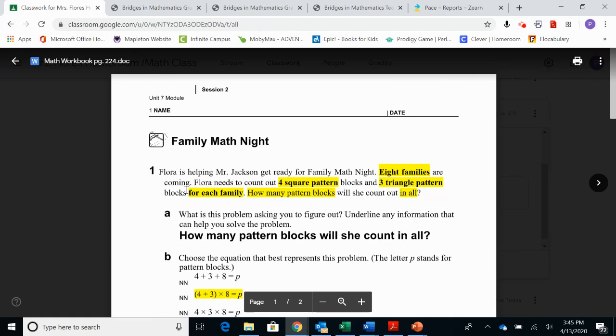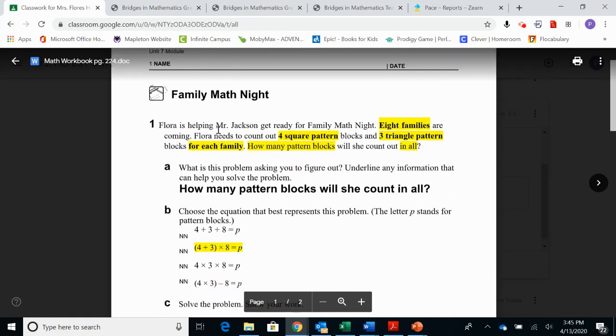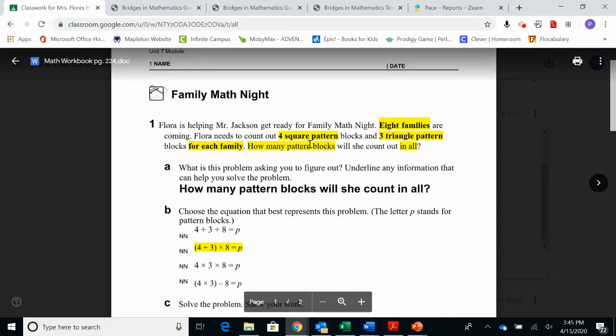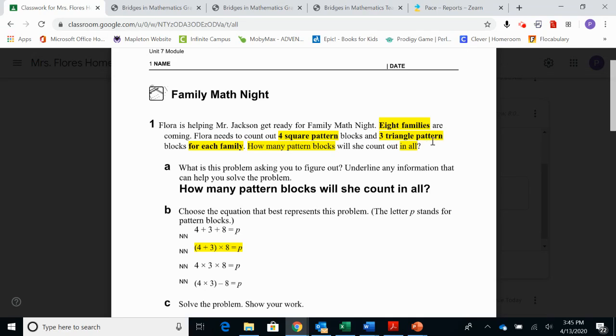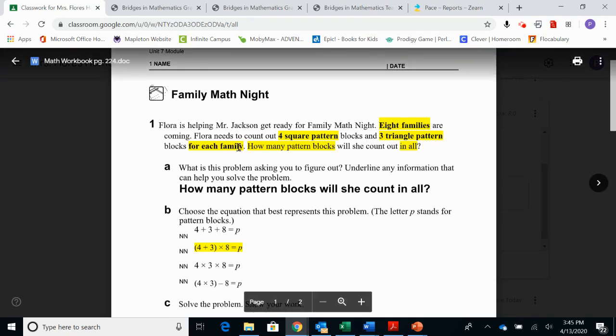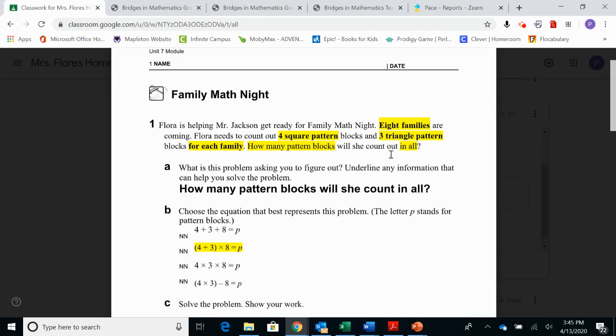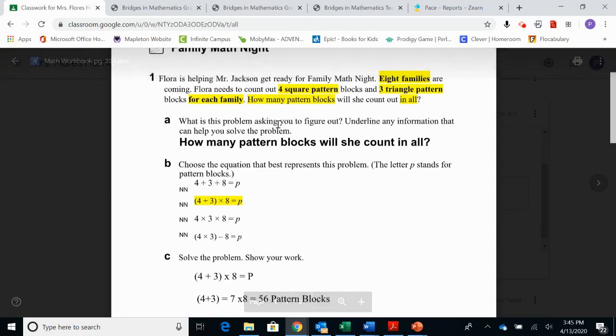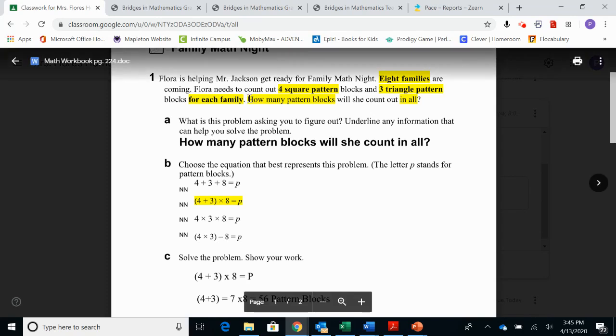So our first math problem says, Flora is helping Mr. Jackson get ready for family math night. 8 families are coming. Flora needs to count out 4 square pattern blocks and 3 triangle pattern blocks for each family. How many pattern blocks will she count out in all? So I highlighted the important sections of this word problem. For my first question, it says, what is the problem asking you to figure out? So I just rewrote that question that the problem gave me, okay?